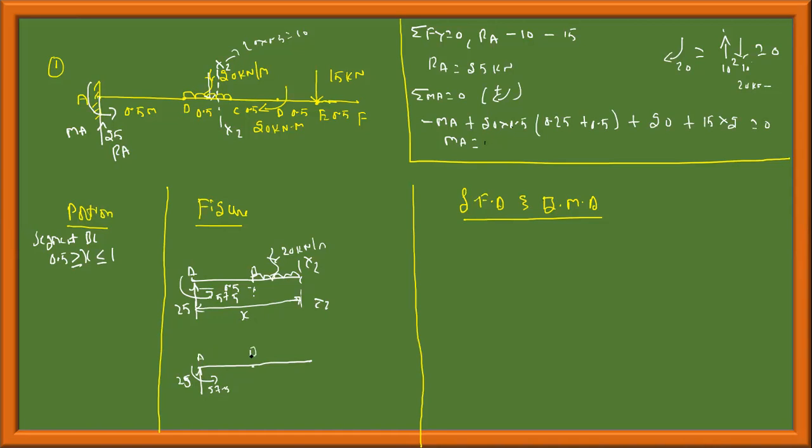A, B, 0.5, this is 0.5. This is x, sorry, this is x, then the remaining length should be x minus 0.5, right? x minus 0.5. Moment is equal to force into perpendicular distance. Force is 20, acting at the centroid, 20 into x minus 0.5 is the magnitude.